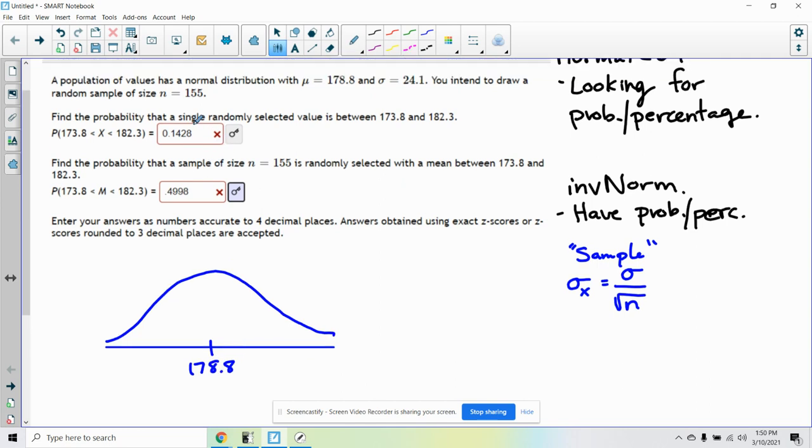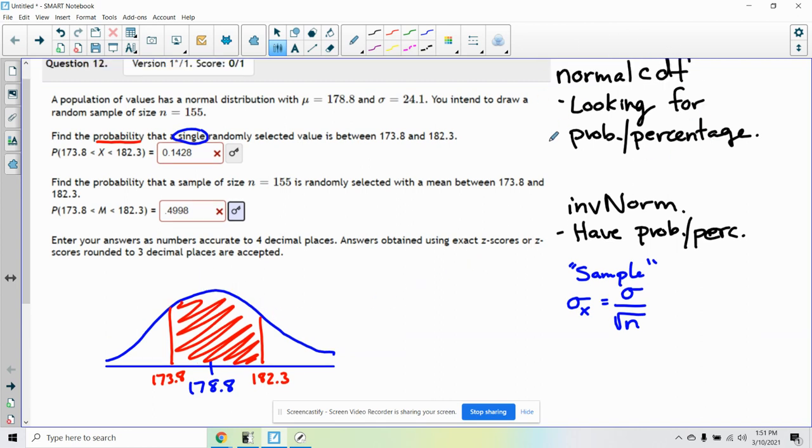It says if you take a single randomly selected value, this is not a sample, so we don't need that right now. I take a single solitary value. What's the probability that it's between 173.8 and 182.3? Doesn't matter where you put it, this is just to help you figure out what you're looking for. So I'm looking for the area between these two values. If I'm looking for probability or percentage, I'm going to use the normal CDF.